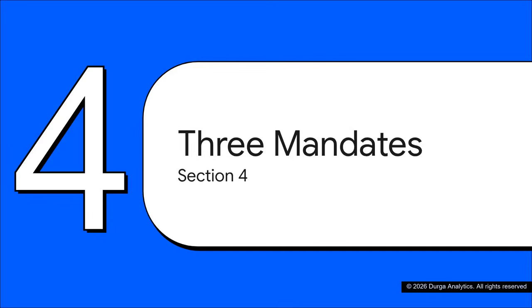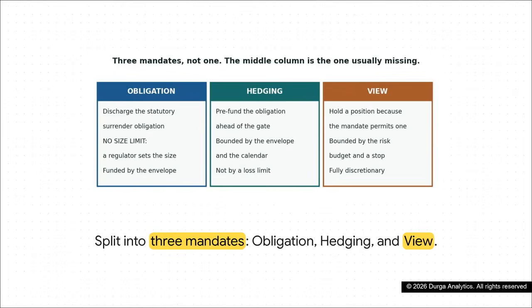Section 4. 3 mandates, not 1. To survive this, we have to translate this theory into operational governance. A single mandate simply cannot authorize activities that differ so wildly in their discretion. You have to explicitly separate 3 different mandates.